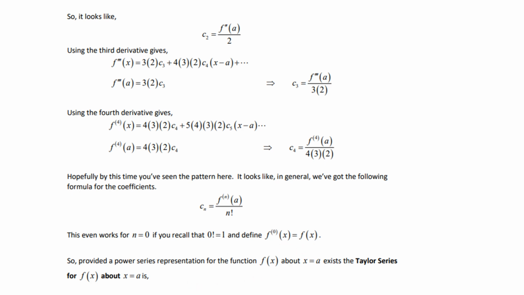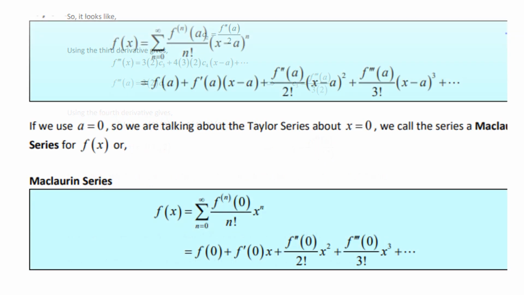So provided a power series representation for the function f about the point x equal a exists, the Taylor series for f of x about x equal a is this. f of x is equal to the summation from n equals 0 to infinity of the nth derivative evaluated at a over n factorial times (x minus a) to the n. And here it is written out explicitly in expanded form for you to see.